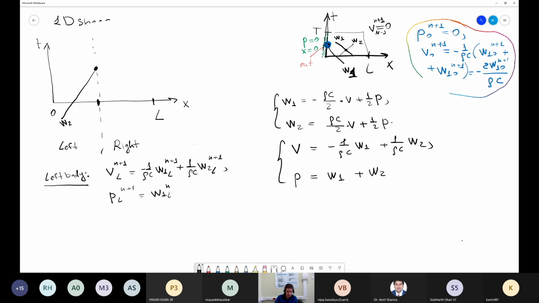W1 for the left body plus W2 for the left body. And we know how to calculate W2 left. So we will solve the interpolation inside this domain, and we will calculate W2. So we know this value. Okay.